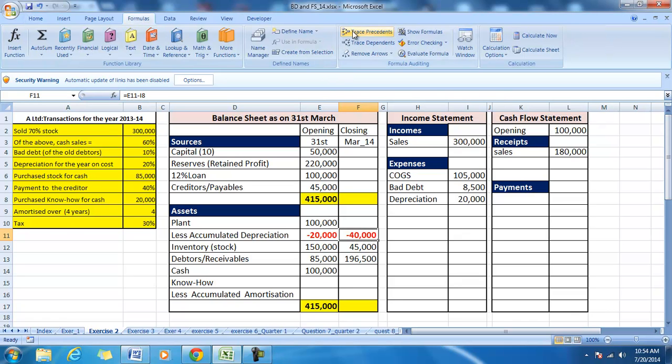You can see that depreciation is an income statement item, an expense for the period. Accumulated depreciation is the depreciation up to the period.